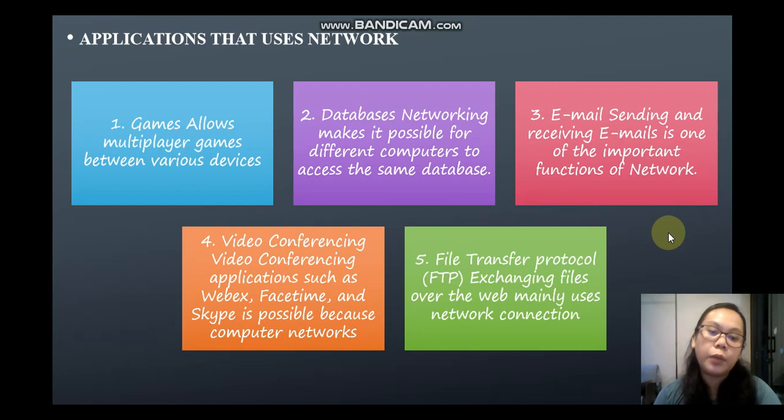File Transfer Protocol or FTP. Exchanging files over the web mainly uses a network connection.